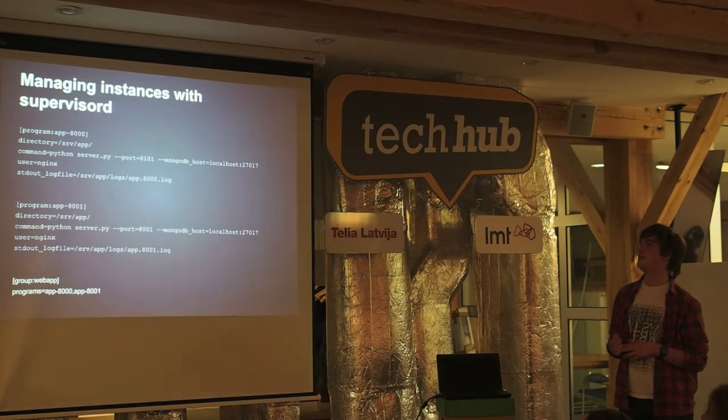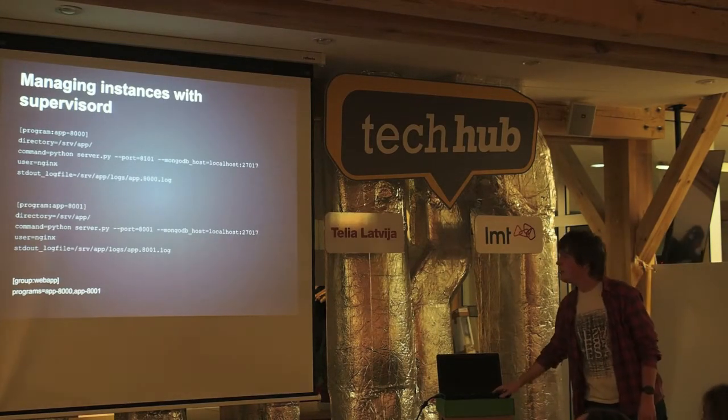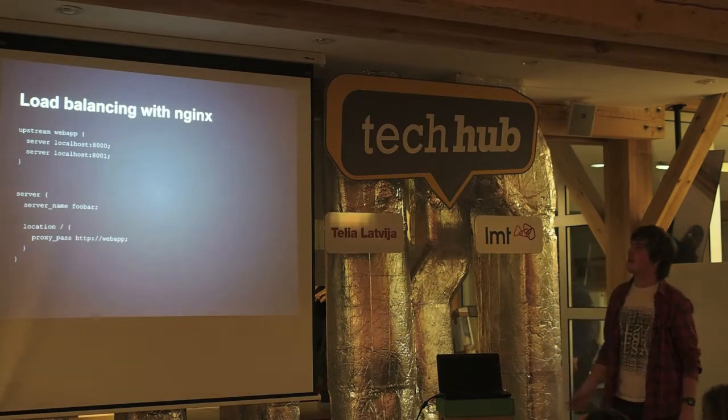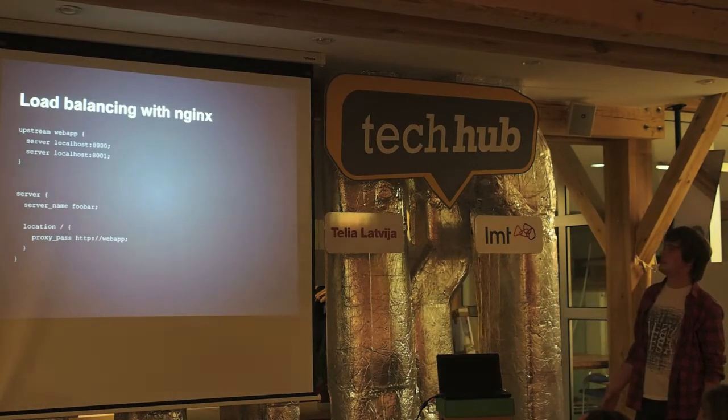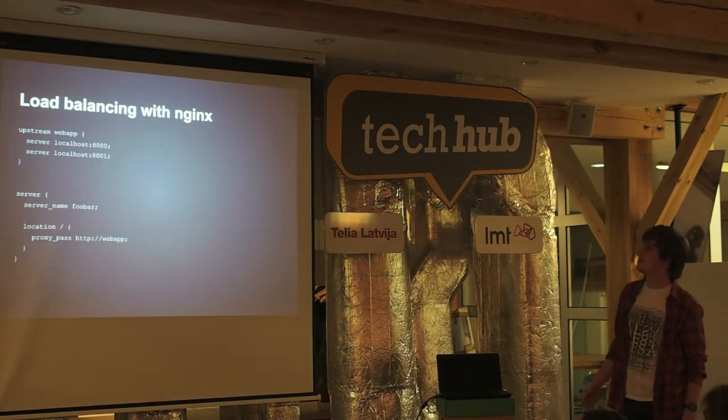So you have up to like 2 instances per core. You can have as many instances as you like and manage them with supervisor daemon. And here you can see, just start the server and give the options. In this case, this is the MongoDB host and the port number. And then you can load balance it with Nginx like you normally would. Just list out all the app streams that are managed by supervisor daemon.